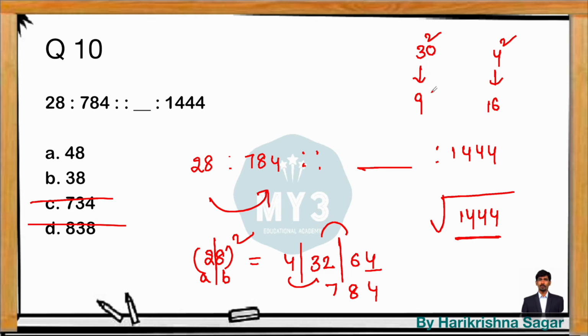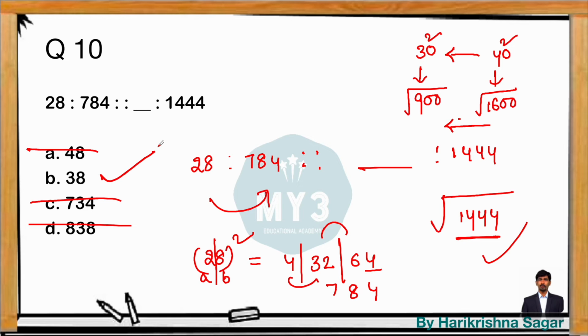And similarly, what is 30 square? 900. What is 40 square? 1600. The given number is the square of this. That means the square root of 1600 is 40. The square root of 900 is 30. This number is in between this and less than 1600. That means the answer should be less than 40. Look at the option which is less than 40. Mark it as the answer choice.